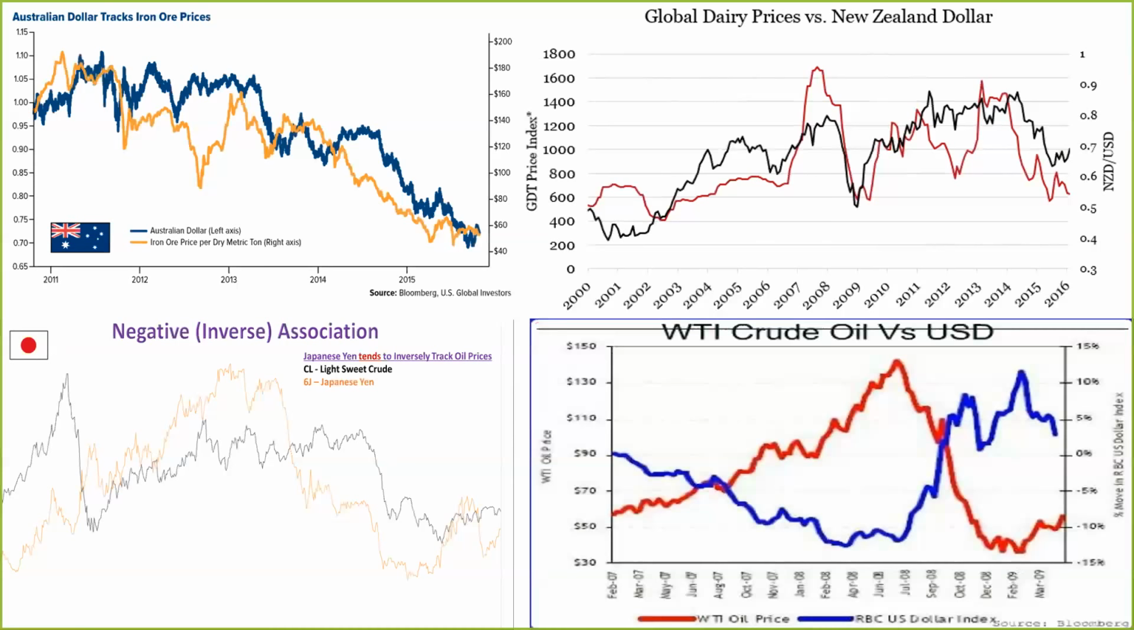Japan, poor Japan, doesn't have any petroleum resources at all. As a result, Japan has to import 100% of its petrol complex needs. And as a heavy importer of oil, the Japanese yen tends to trade inversely to crude oil. It's not the strongest relationship, but you'll see it come and go.